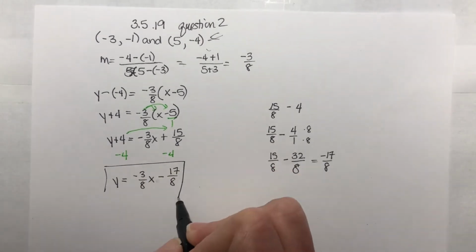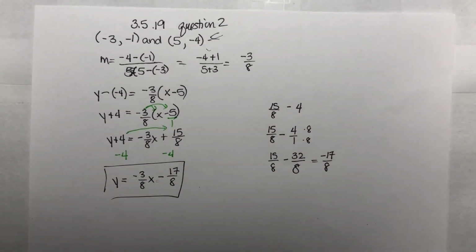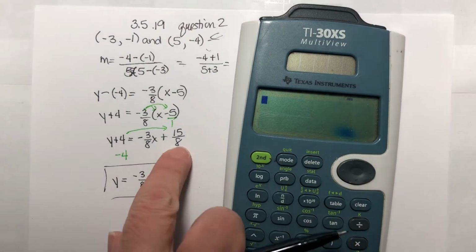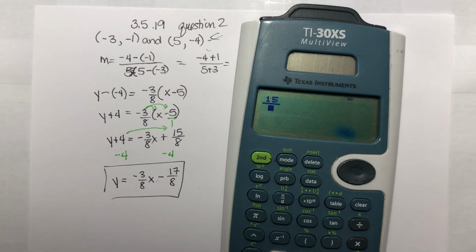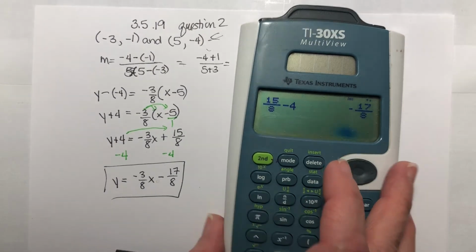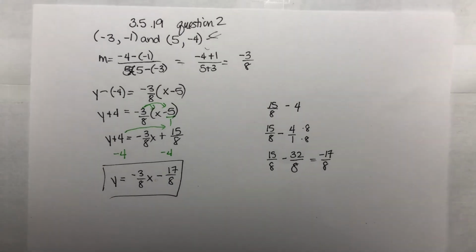And that's the answer to the first part. I strongly suggest learning how to do fractions on your calculators. For this one, I would do 15/8, my fraction button's right there, and then I would subtract 4, and it would give me my answer immediately. Okay, so that's the answer to the first part.